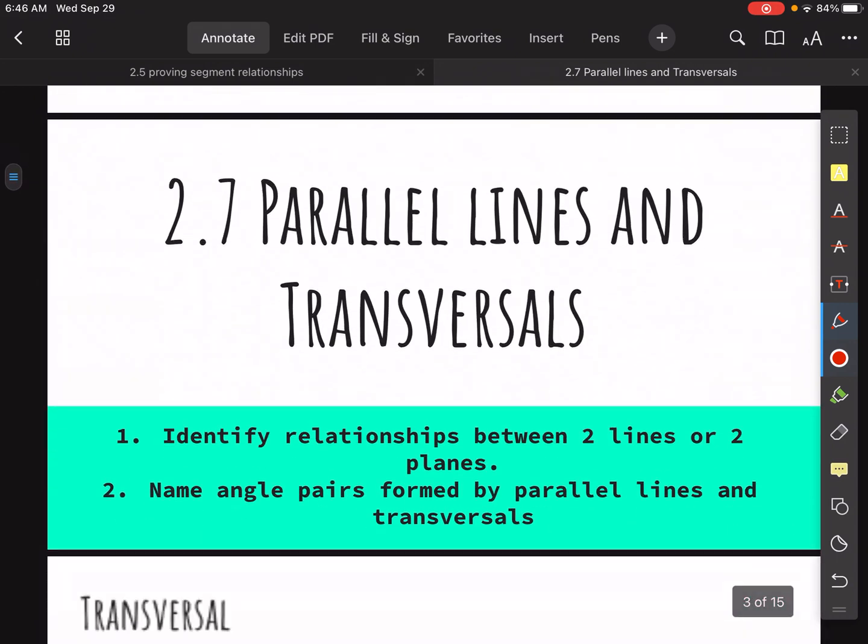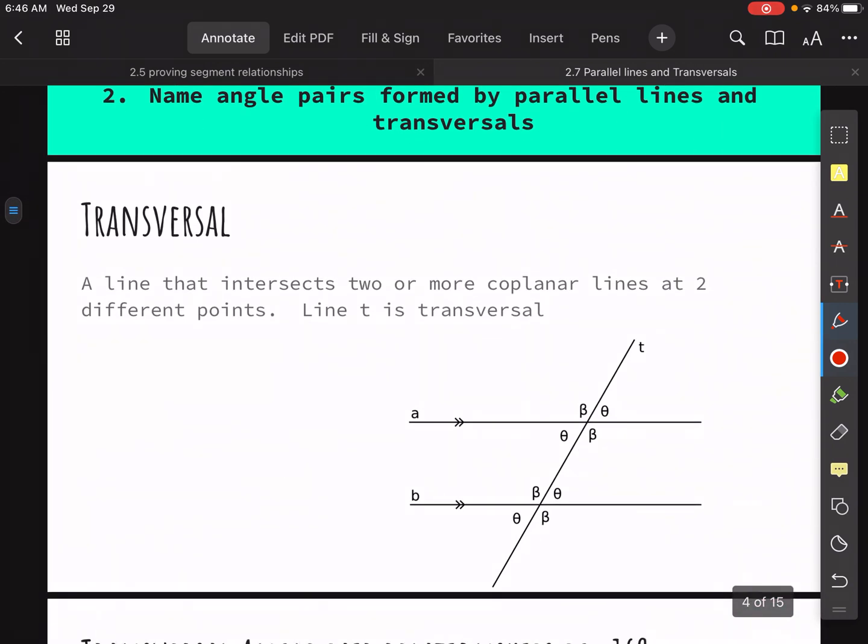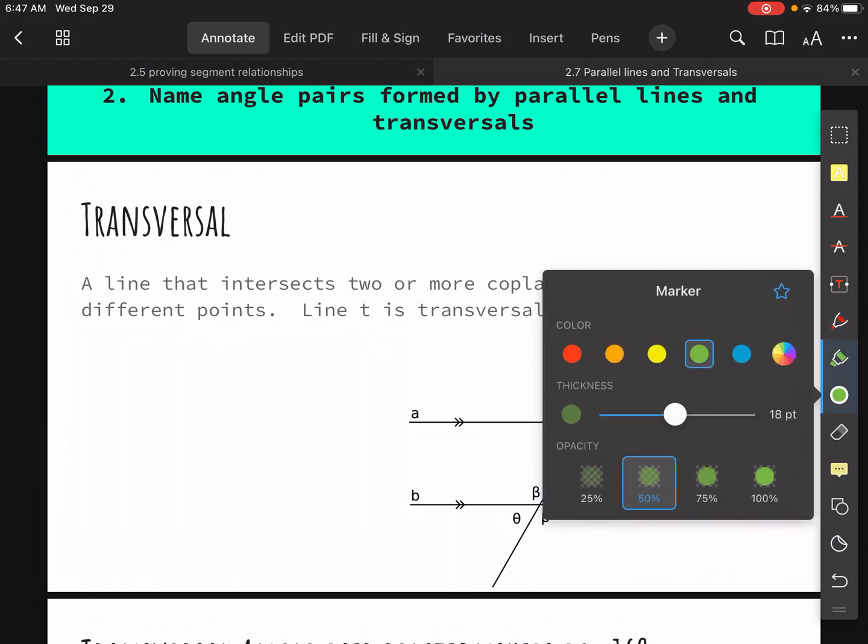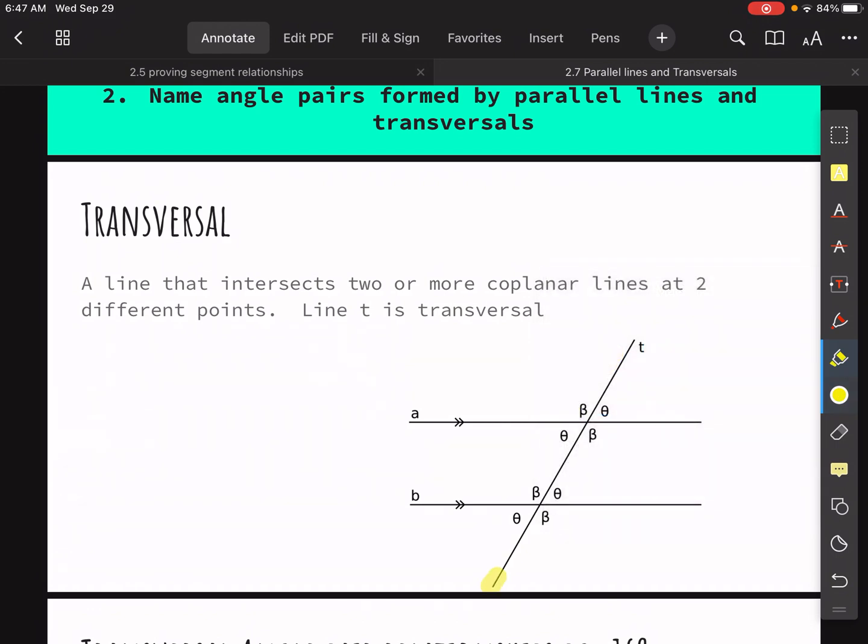And let's get started. So first of all, let's talk about what a transversal is. A transversal is a line that intersects two or more coplanar lines at two different points. Okay, so if you have two lines that are on the same plane, or like the same piece of paper, and then there's a line that goes through those two lines, the line that goes through the two lines is called the transversal. So in this particular picture, the transversal here is this guy, all right, line T.